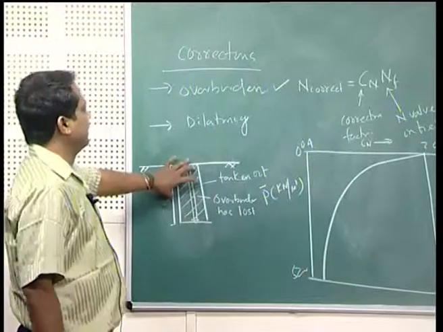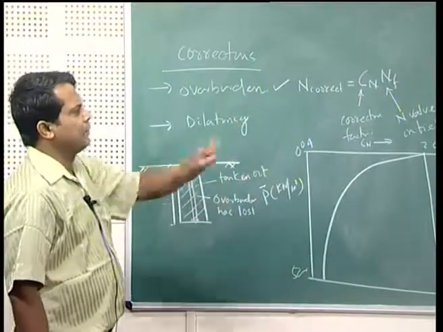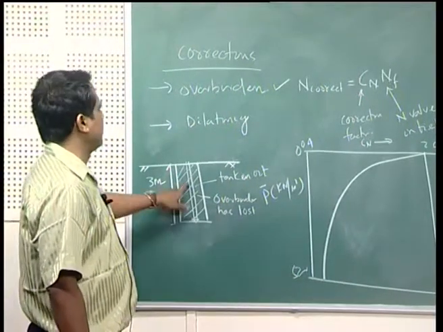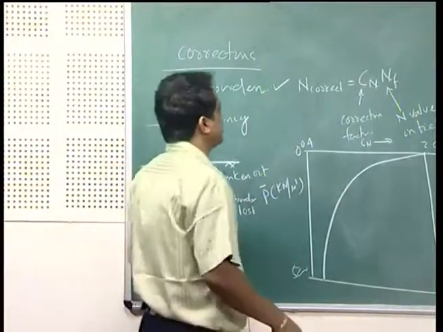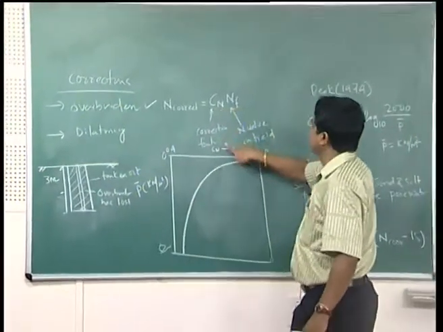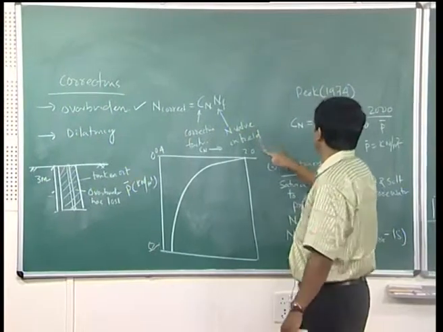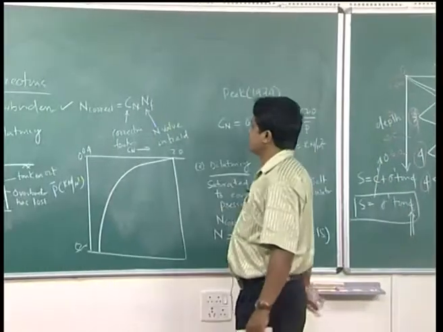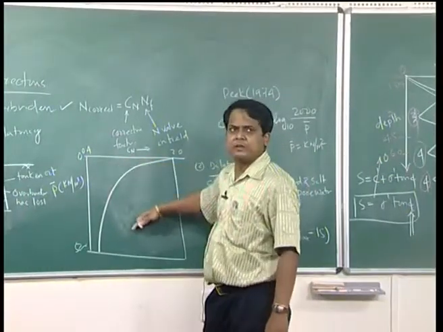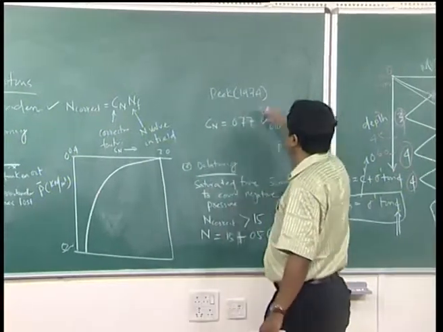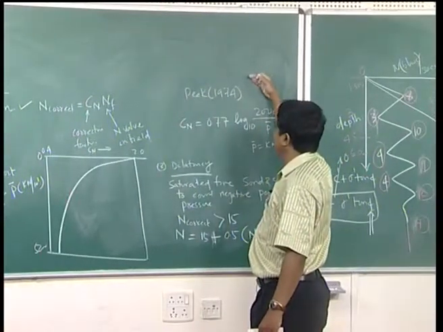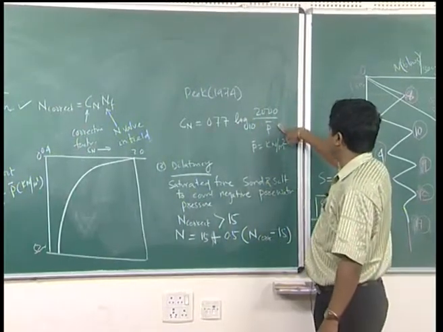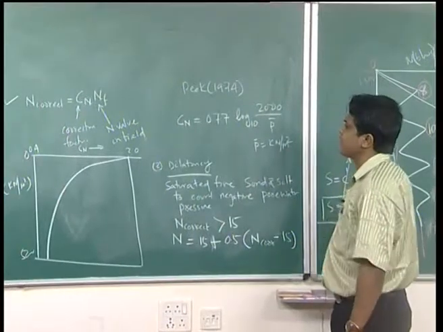If there were overburden, then definitely whatever N value you are getting would be a different N value. To correct for that overburden, N corrected has been made with Cn. Cn is your correction factor, Nf is your N value in the field, whatever N value you get in the field. The correction factor you either get from the chart in the IS code, or from Peck 1974: Cn is equal to 0.77 log 10 of 2000 by P, where P is your overburden pressure in kilonewton per meter square.